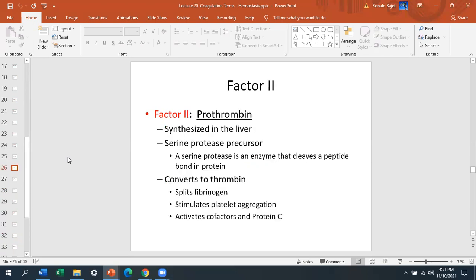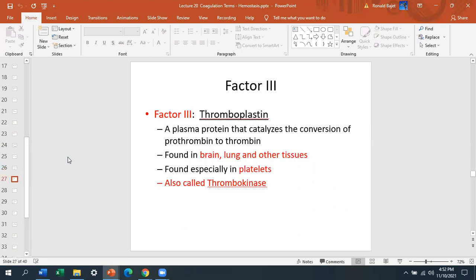Second one is factor 2, prothrombin. Prothrombin looks like a precursor term, and prothrombin will go to thrombin. Okay, it's made in the liver, serine protease precursor, and it converts to thrombin. So prothrombin, the precursor, will go to thrombin. And thrombin will split fibrinogen, stimulates platelet aggregation, and activates cofactors protein C. So the placement of these factors, the prothrombin and the thrombin, again, will be clear when you memorize the coagulation cascade.